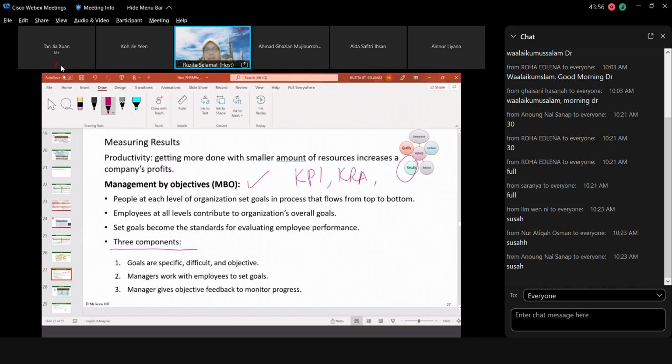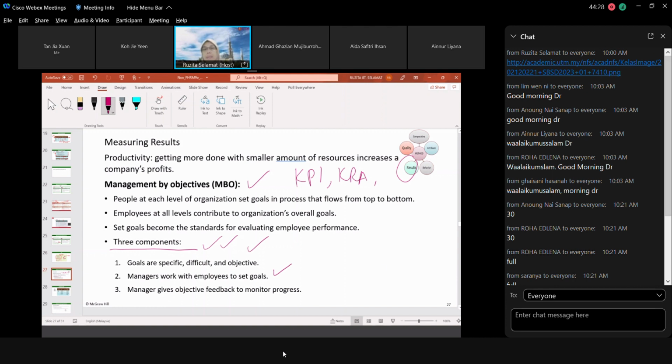Okay, so 3 components for successful MBO. Goals must be specific, difficult, and objective. Right? Why must it be difficult? Not to say difficult that it is unachievable. Difficult in the sense that it will challenge the employees to use their talents, their skills, and so on to perform using their maximum potential, right? Challenging. Okay. All right. Managers must work together with employees in setting the goals, meaning there must be mutual agreement.